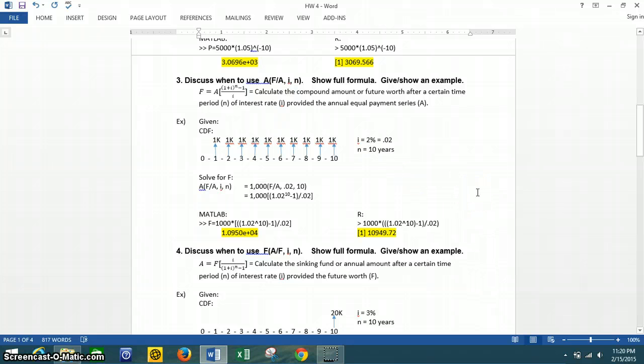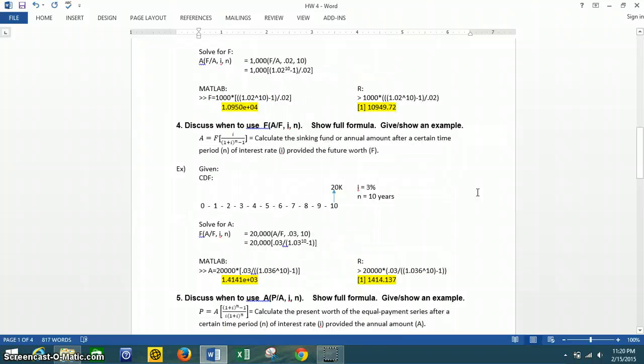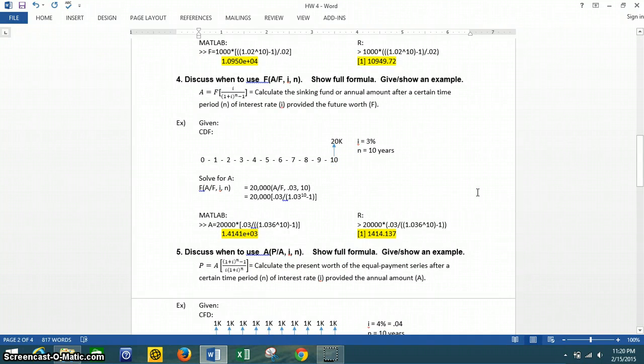And now let's move on to the fourth thing that we must discuss, which is finding the annual given the future. So in this case, you have a time period of 10 years for your CFD. And then in your 10th year, your future worth is $20,000. Now, you have a 3% interest over 10 years.